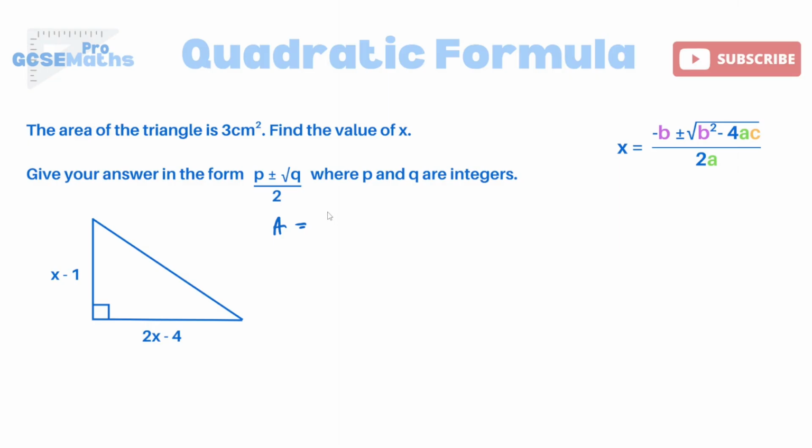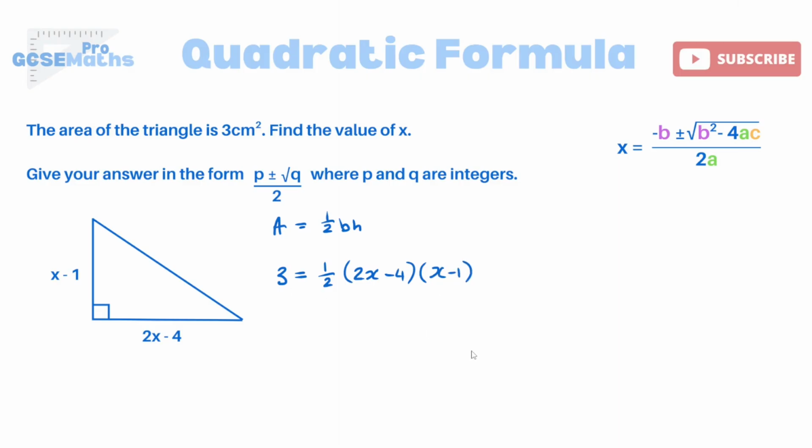Area of a triangle is, don't forget, half base times height, or base times height over 2. It's not just base times height, right? So don't forget the half. So we know the area is actually 3, then half base is 2x minus 4 times the height, x minus 1.